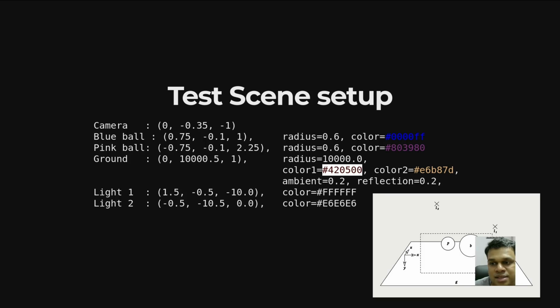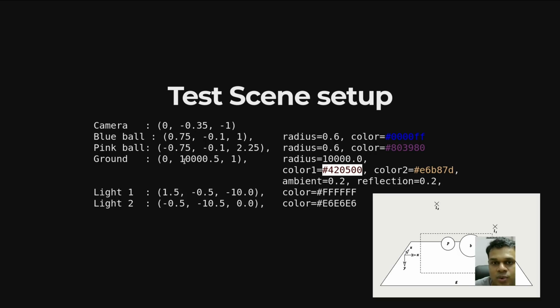Now how does the scene look in terms of numbers? If you want to reproduce the exact scene that I'm going to render, it might be useful for you to copy or write down these values when you see them on the screen, so that you get the exact same results. The camera is positioned at this particular position. The blue ball is at this particular position. It has a radius of 0.6 and a color of pure blue. And the pink ball is at this position. It has a radius of 0.6 and it has this color.